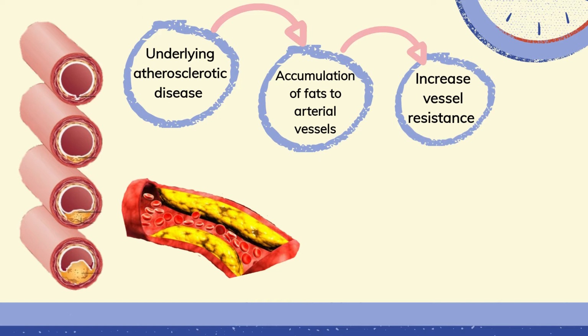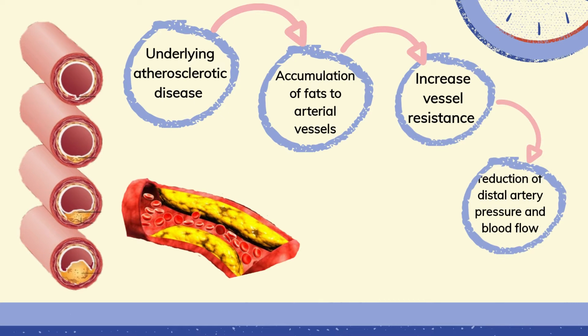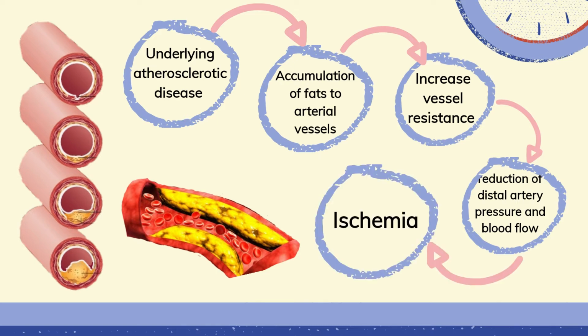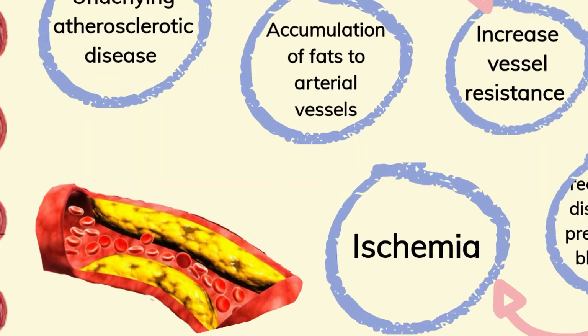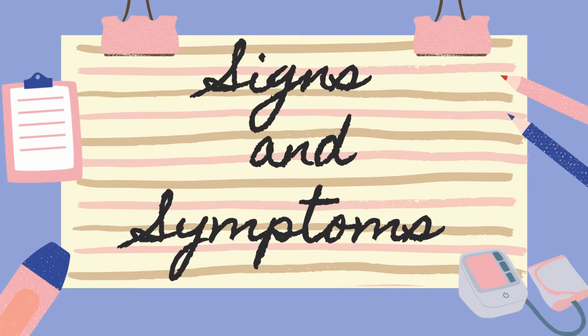The narrowed vessel causes reduction of distal artery pressure and decrease in blood flow. Since the artery carries oxygenated blood, this means that there is lesser oxygen delivered to the extremities. Lesser oxygen received by the body leads to ischemia. The effects of this disease to the body are reflected with these signs and symptoms.